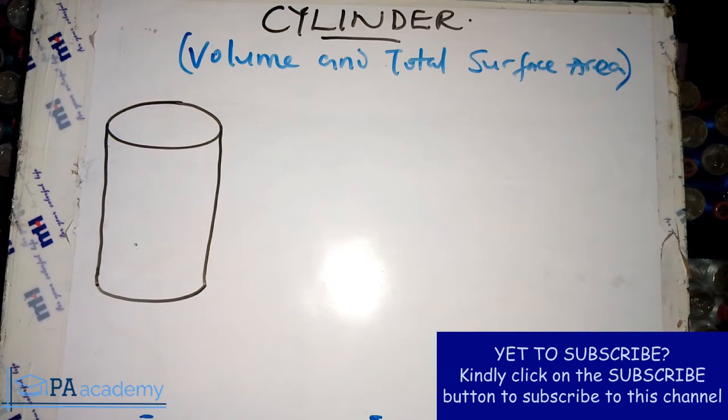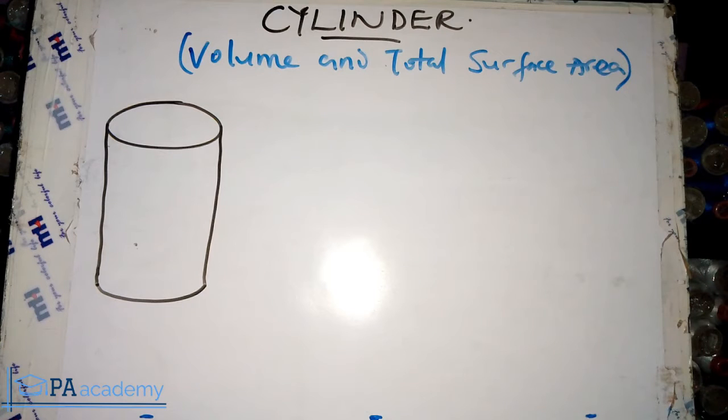The typical example of a cylinder is a can, canned drinks like Coca-Cola or Pepsi. Or a pipe, maybe your water pipe is also a cylinder. It's also in the shape of a cylinder.